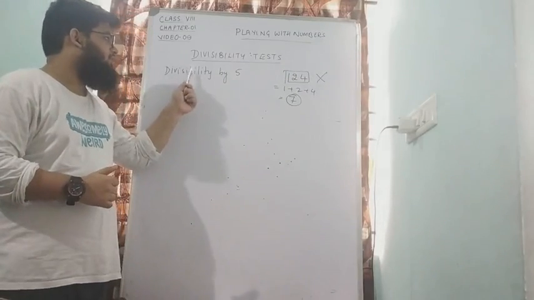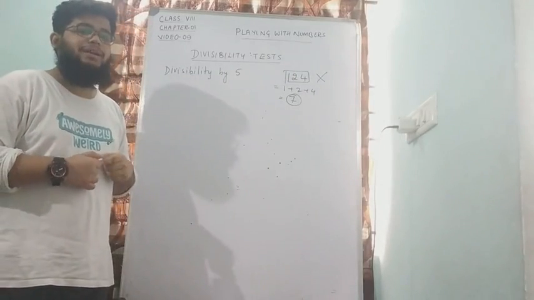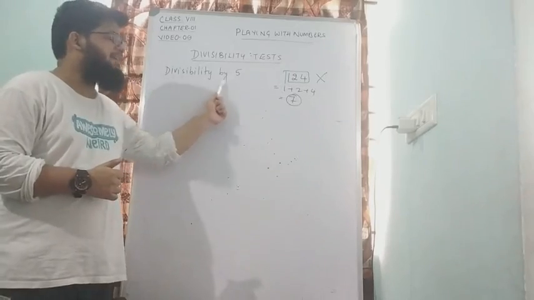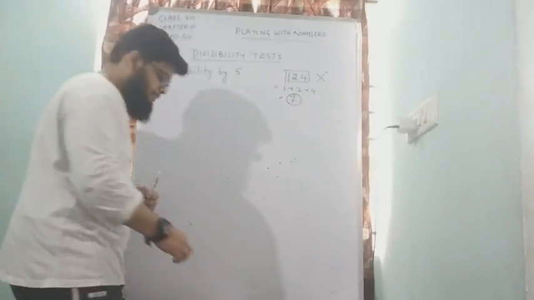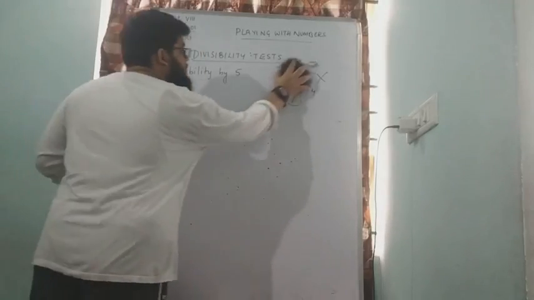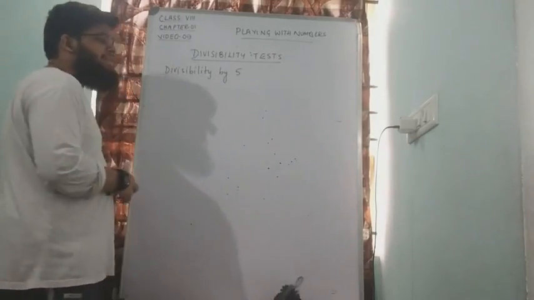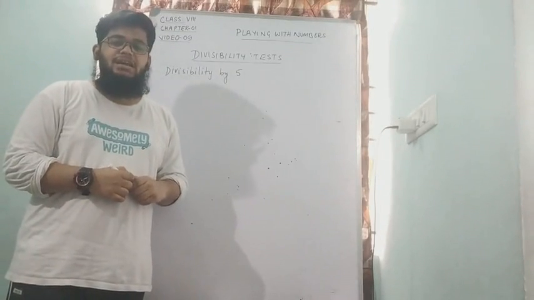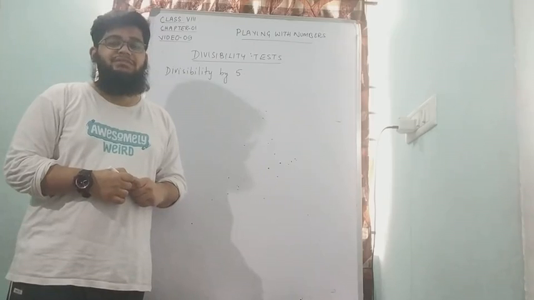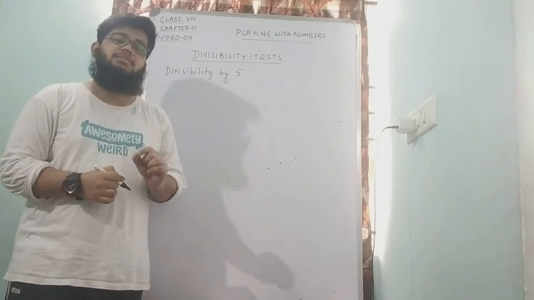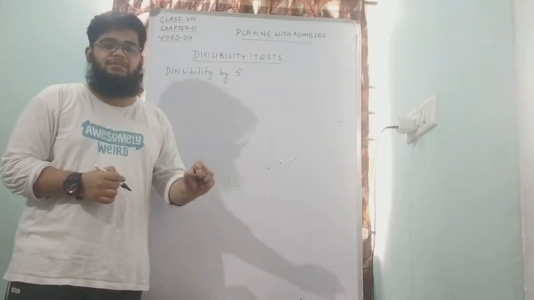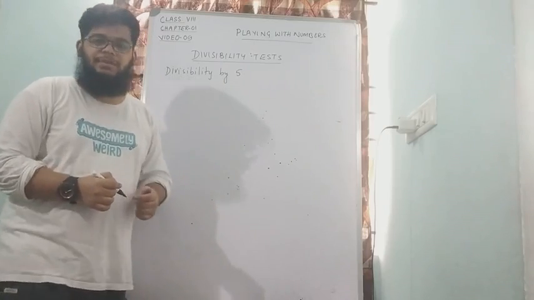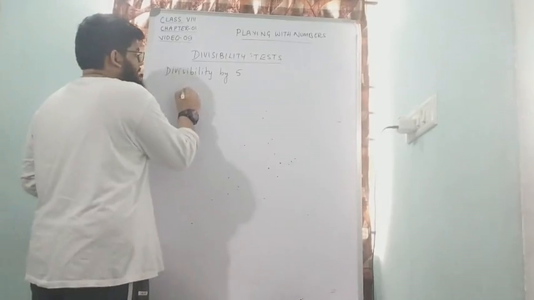Let us start today's class and move ahead by learning what is the divisibility test for 5. So the divisibility test for 5 is extremely simple and very easy. It tells that if the last number is 0 or 5, then that number is divisible by 5. Example, so I'll write it.